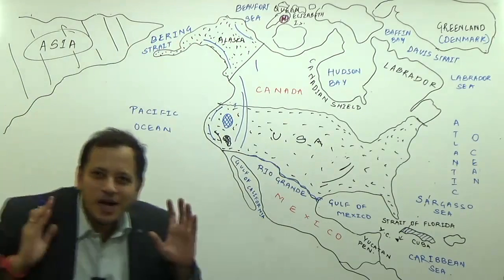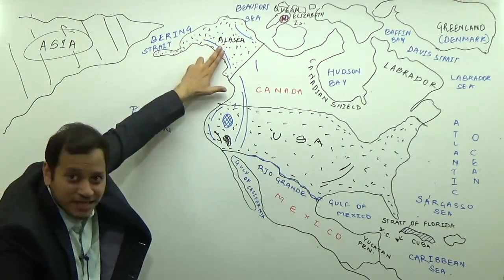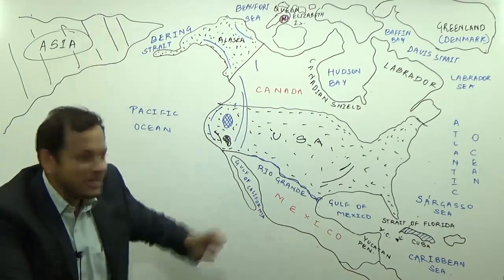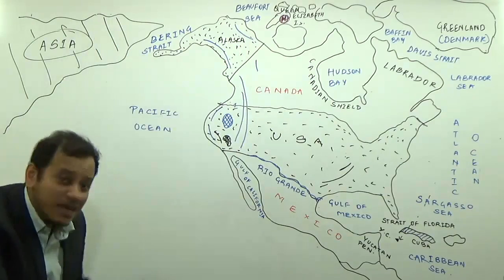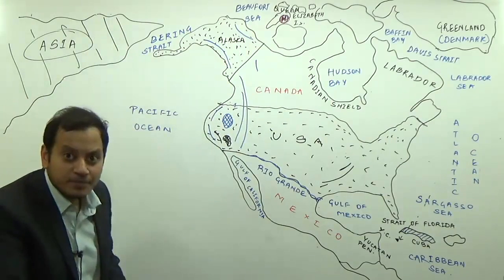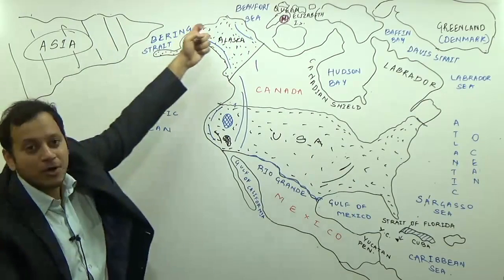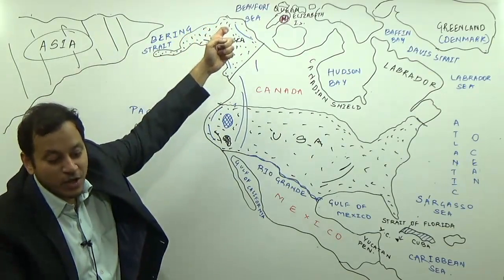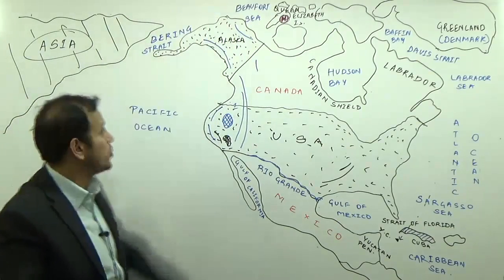Bering Strait, a narrow water body which separates USA from Asia. Why USA from Asia? Because Alaska is a part of USA. Or which separates North America from Asia. Or which connects the Bering Sea with the Beaufort Sea region. Or which connects the Pacific Ocean with the Arctic Ocean region.